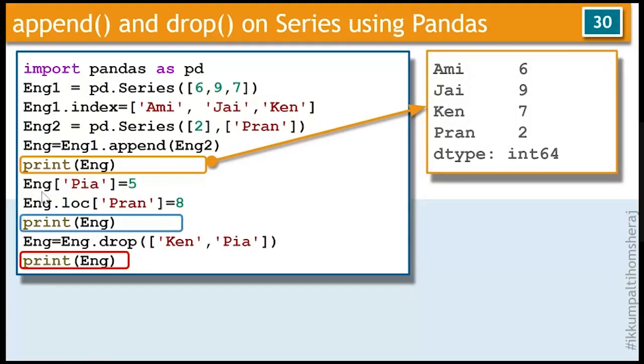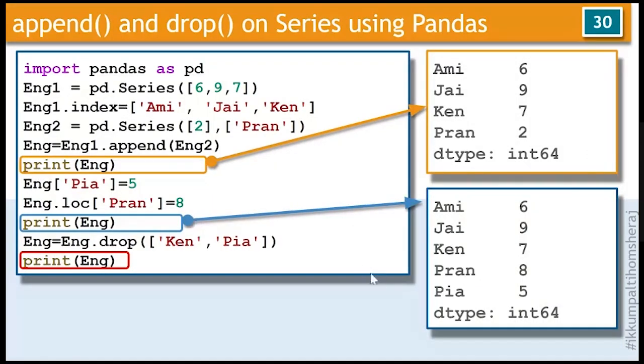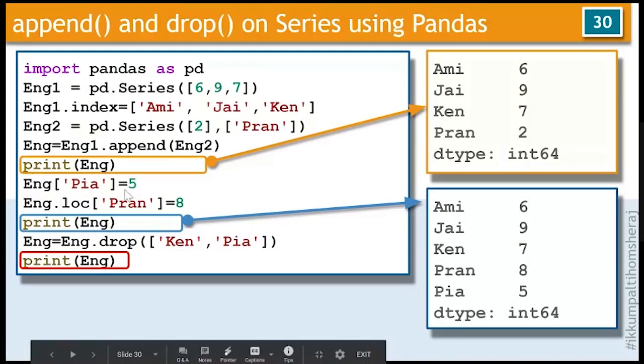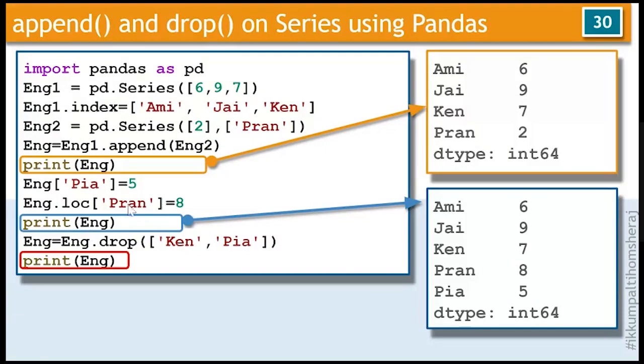After this, if we say eng Pia is equal to 5, right now there is no Pia existing in this particular series. So what will happen? A new row will be added in the series where the index will be Pia and the value will be 5. And then we say eng.loc pran is equal to 8. Right now Pran contains 2 as the data value, that will get replaced with 8. And after this, when we display the value of eng, it is going to be like this. So you can see Pia is added with 5 marks over here. This is what we did. And then Pran in place of marks as 2 is changed to 8.